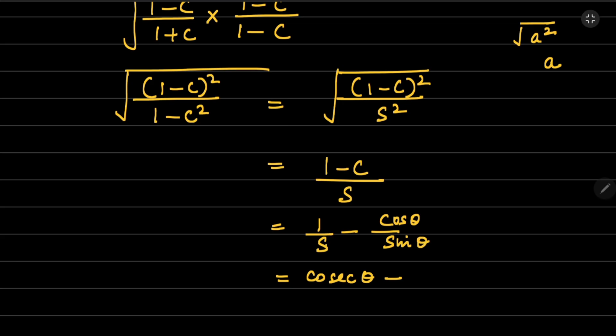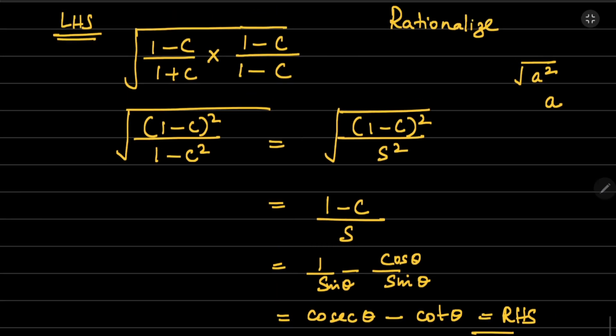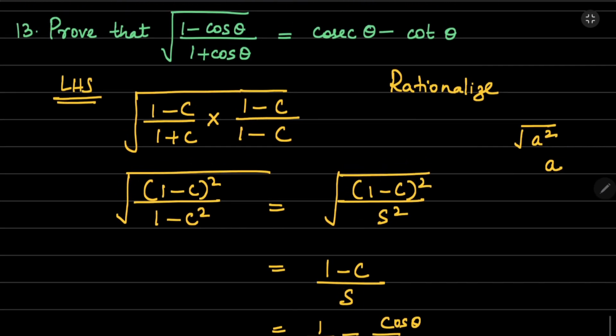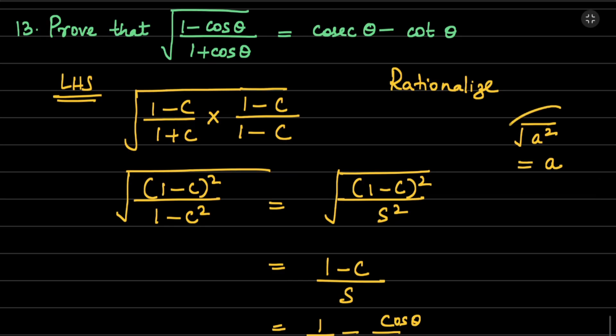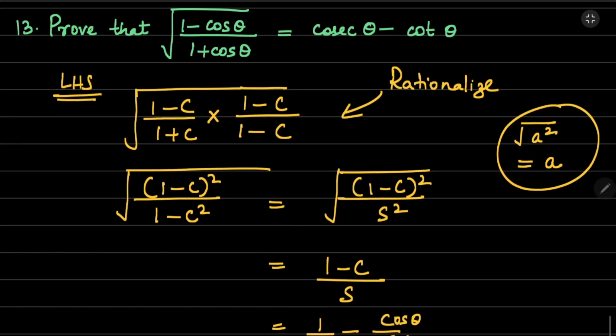What is cos by sine? It is cot theta, which is equal to RHS, hence proved. That's all. Okay, so these are very, very good questions. Make sure you understand them and you practice them.